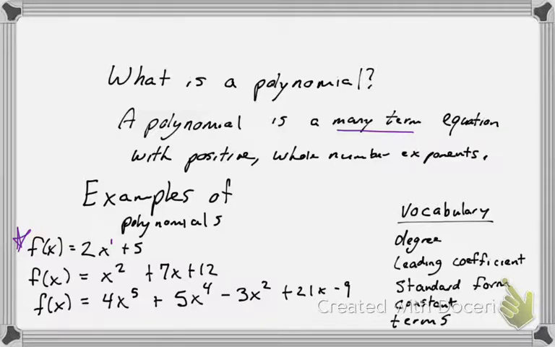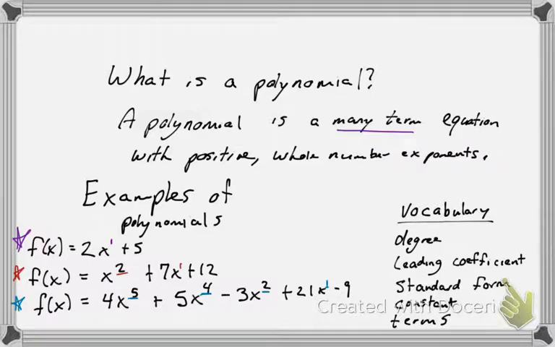The second equation, f of x is equal to x squared plus 7x plus 12, a quadratic. When we have a quadratic equation, that is a polynomial. We have 2 as an exponent, we have 1 as the exponent, and then we have a term with no x. The third and final equation that we have up here, we've got a really big one. The large equation down here at the bottom, where we have 4x to the 5th, 5x to the 4th, minus 3x squared, plus 21x, and that would be 21x to the first power, and then minus 9.